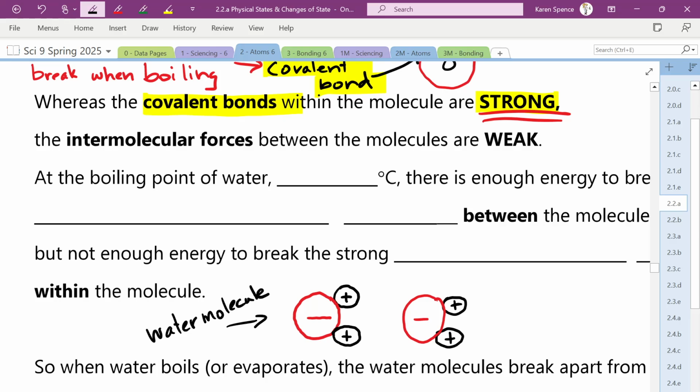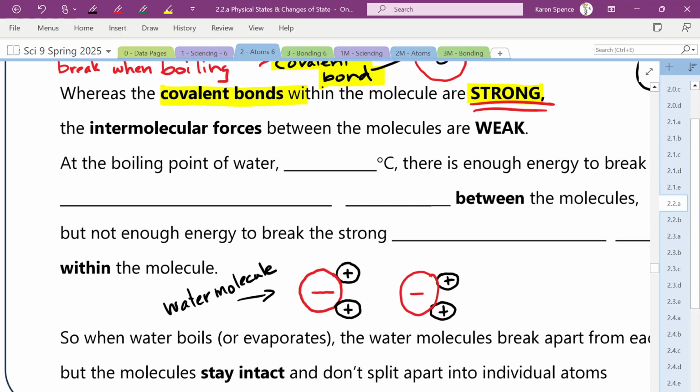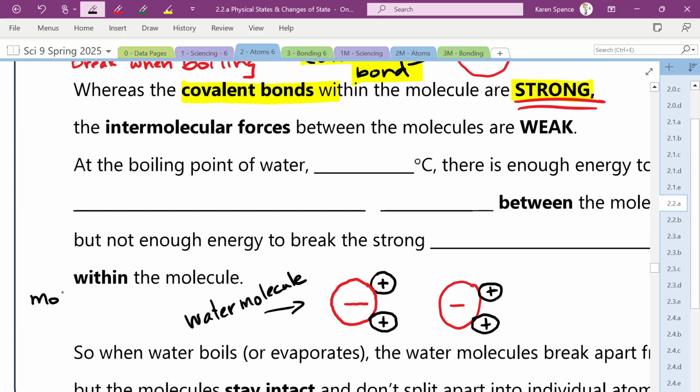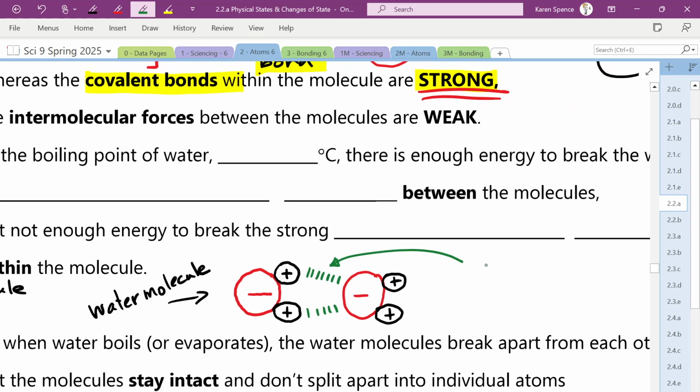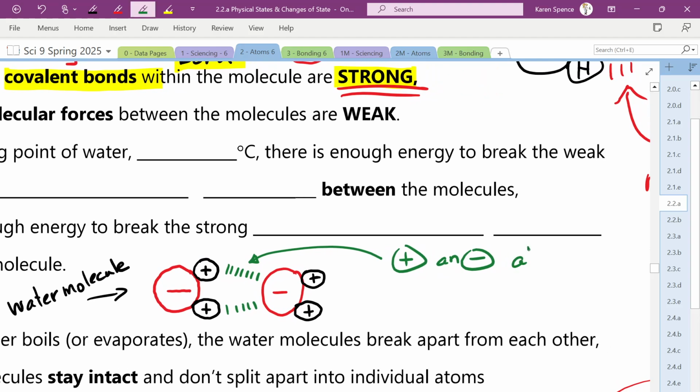and I'm going to start using the abbreviation for molecule, because molecule is a big, long word, and we use it a lot. I'm going to start writing capital M, capital C. Okay, so if you want to use that to abbreviate for molecule, you can. So we have one water molecule, we have a second water molecule. What do positive and negative do to one another? They attract. Positive and negative attract.